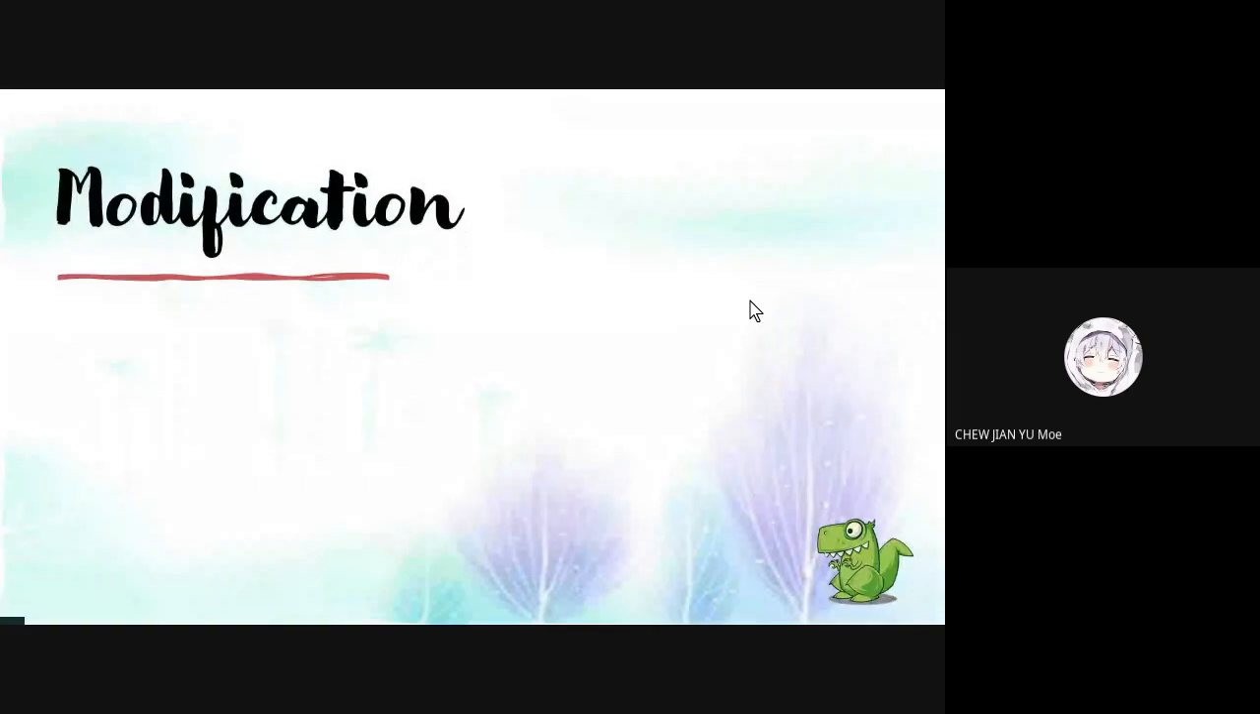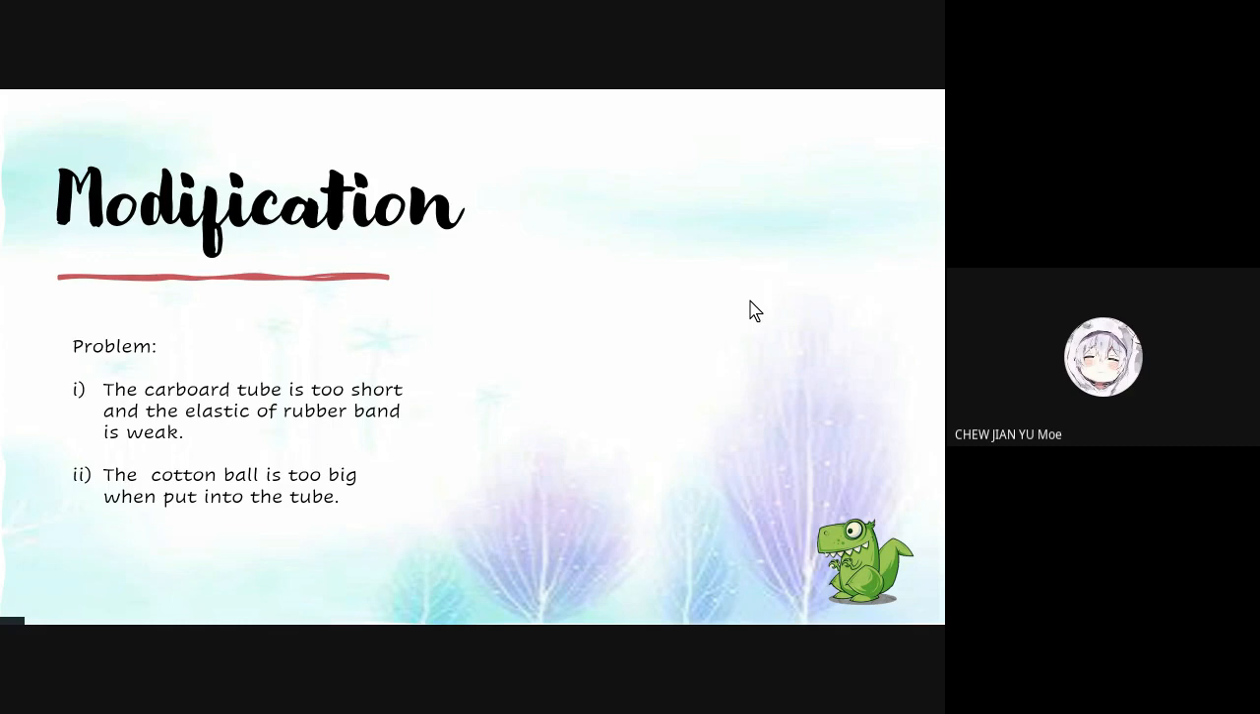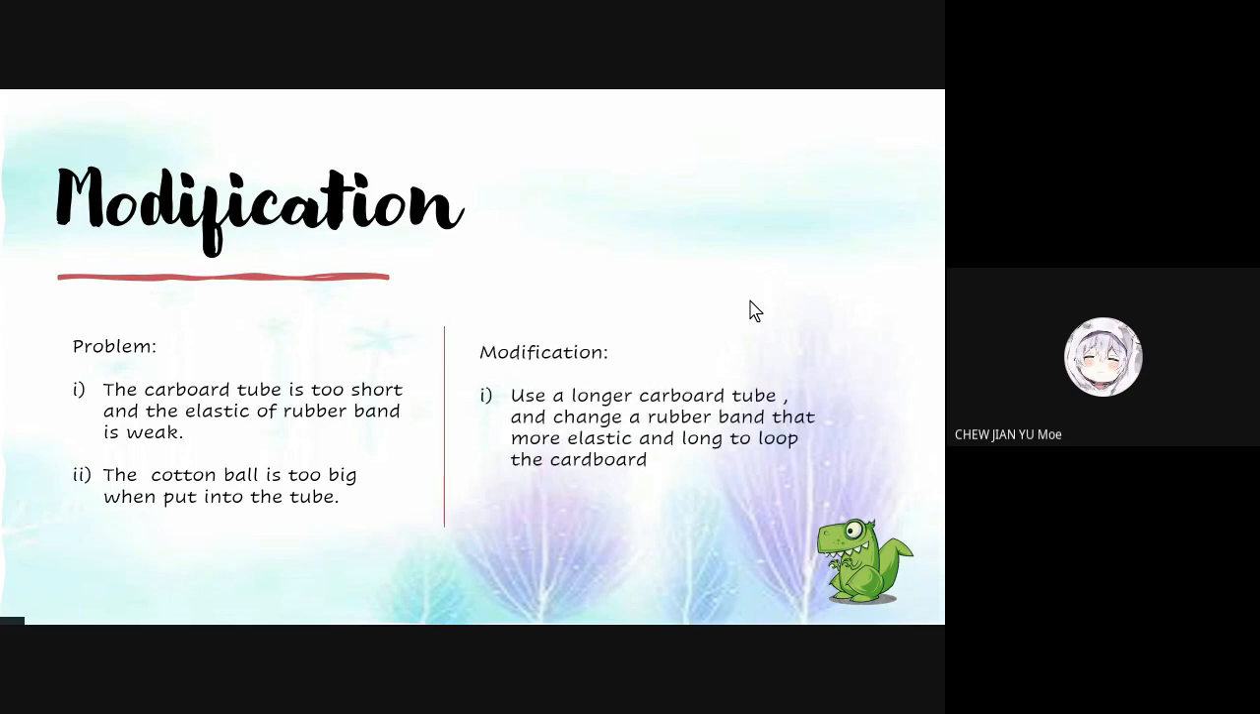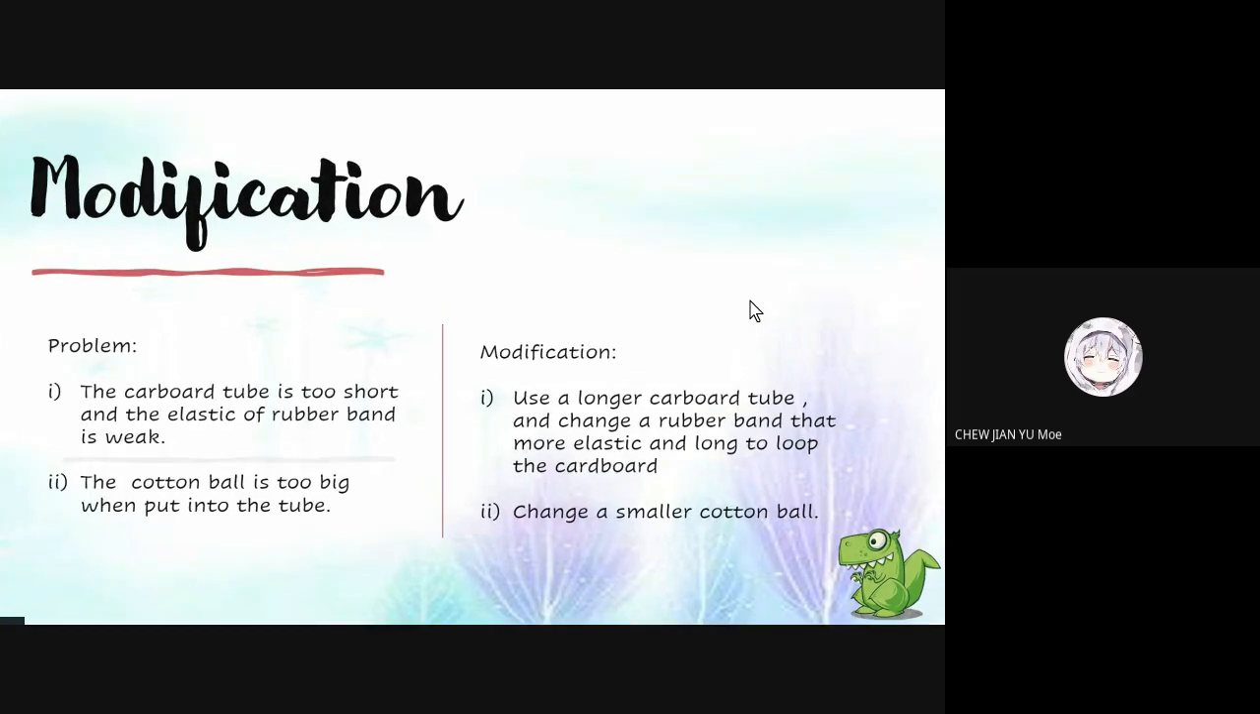For the modification, the first problem that I faced is that the cardboard tube is too short and the elasticity of the rubber band is weak. The second is that the cotton ball is too big when put into the tube. So for the solution, I took a longer cardboard tube and cut it in half to make the cardboard tube longer, and I found a more elastic and longer rubber band to load the cardboard. The second is I changed to a smaller cotton ball.